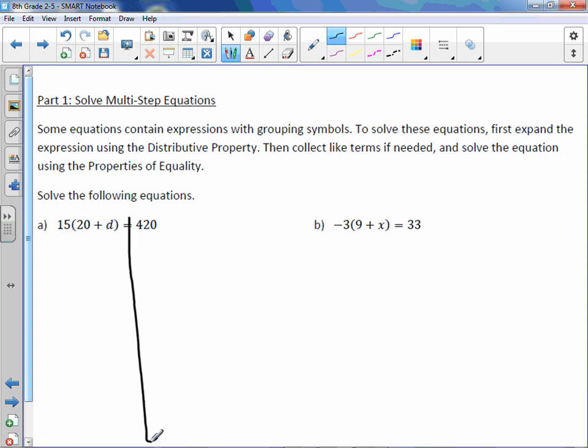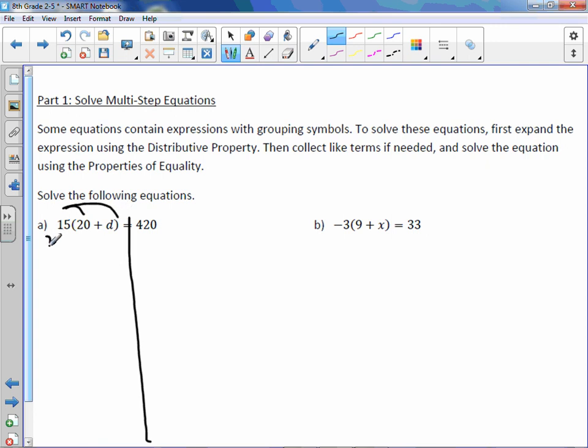So what we're going to do here, because of those parentheses, I'm going to have to use the distributive property. If you look inside the parentheses, you have 20 plus d. You cannot add 20 plus d. They do not have the same variable combination, therefore they are not like terms. So to get rid of the parentheses, we must distribute the 15.